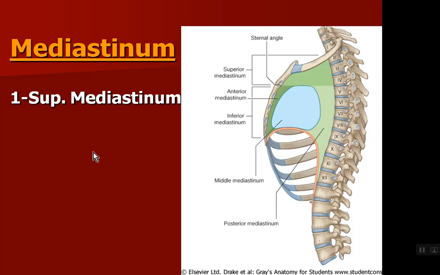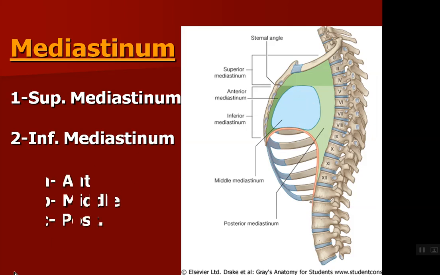But the heart is located in the inferior mediastinum. The inferior mediastinum also has three small cavities, or is divided into three spaces. The first one is the anterior mediastinum. The anterior mediastinum is a space between the sternum from anterior and the heart from posterior.